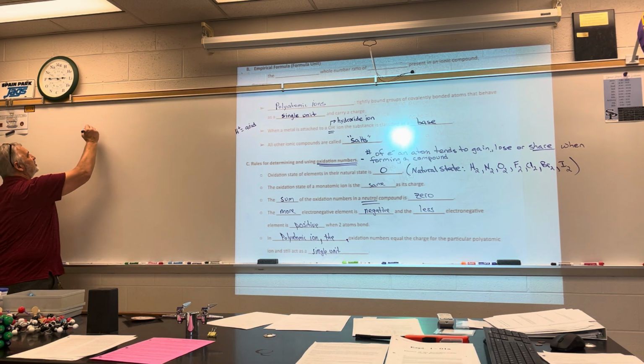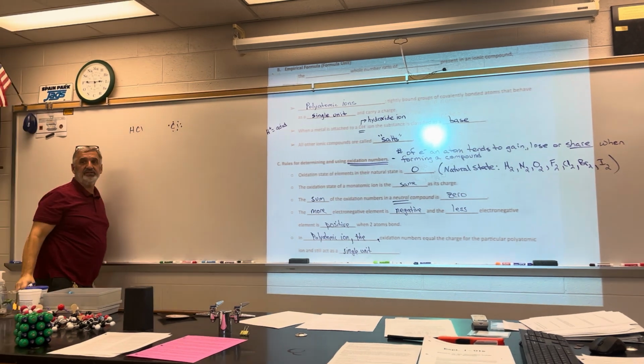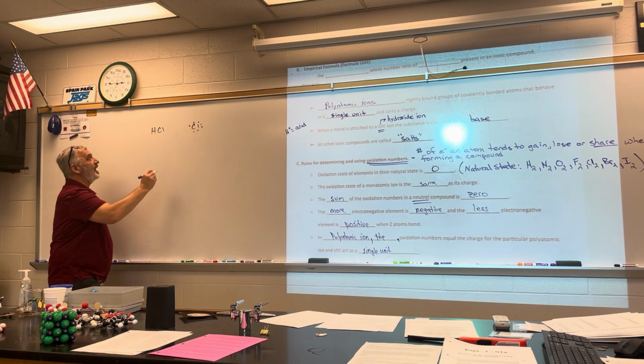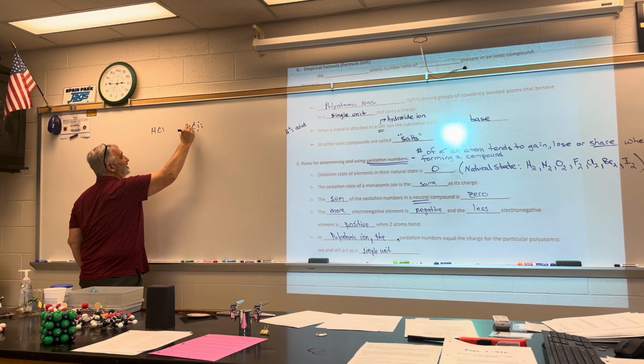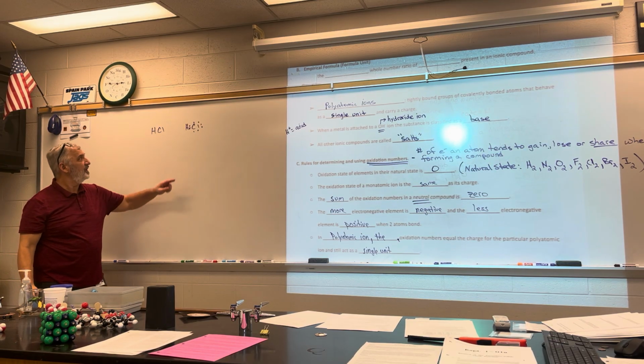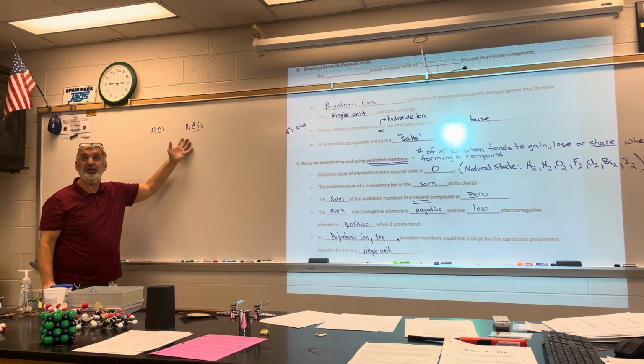If I look at HCl, and I draw the Lewis dot structure for it, chlorine has 7 valence electrons. How many does hydrogen have? One. So hydrogen comes in here, and I'm just trying to show the source of the electrons, okay? So, how many of chlorine's electrons are involved in bonding? One. But in HCl, they're just being shared.